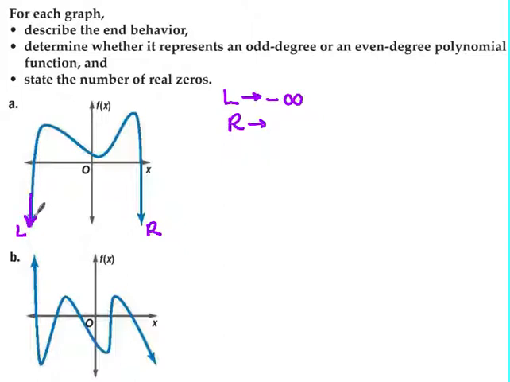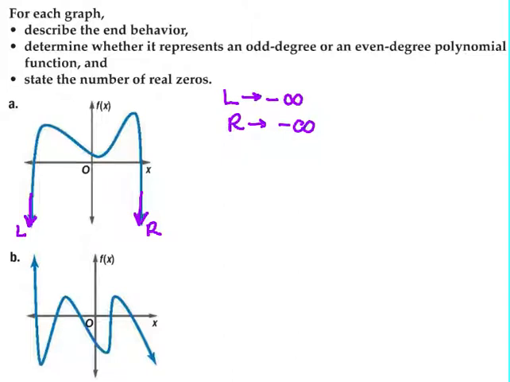Okay. What about from the right? What's that going to be? Also negative infinity because it's going down. So those are the first two answers. Questions on those two? All right, let's look at the next one.